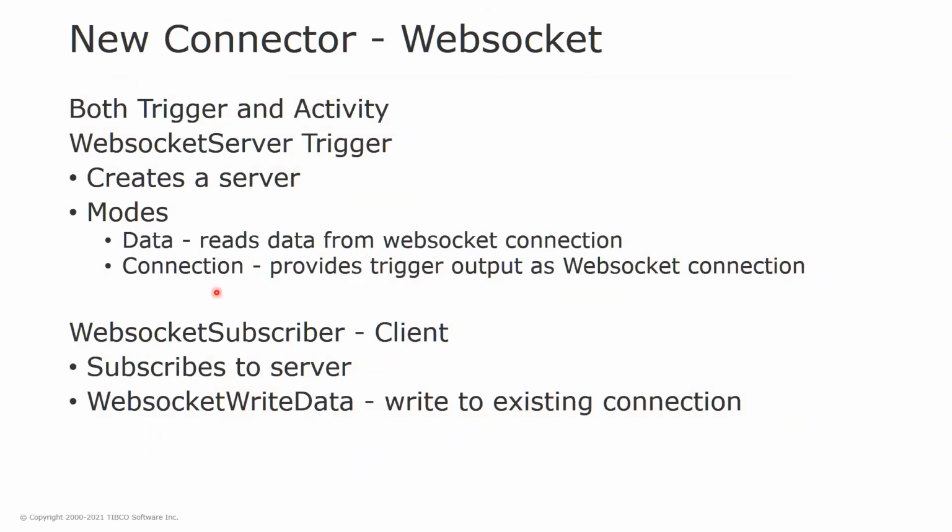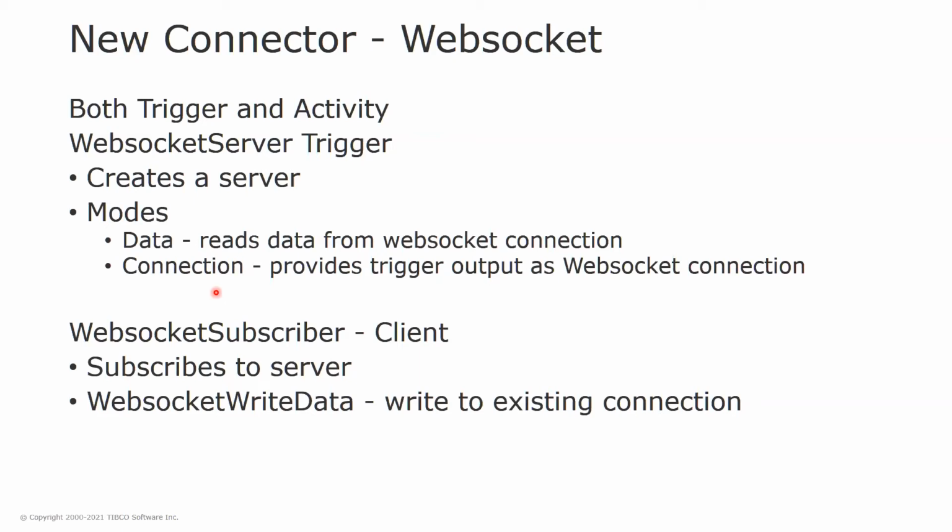We have a new connector for WebSockets. This is both a trigger and an activity. You can create a WebSocket server as a trigger. And there are a couple modes, one where it reads the data from the WebSocket, the other where it provides a trigger as an output to a WebSocket connection. And then, of course, there is the WebSocket client, where you can subscribe to a server, and then what you do is you use the WebSocket write data activity in order to write data to that existing connection.